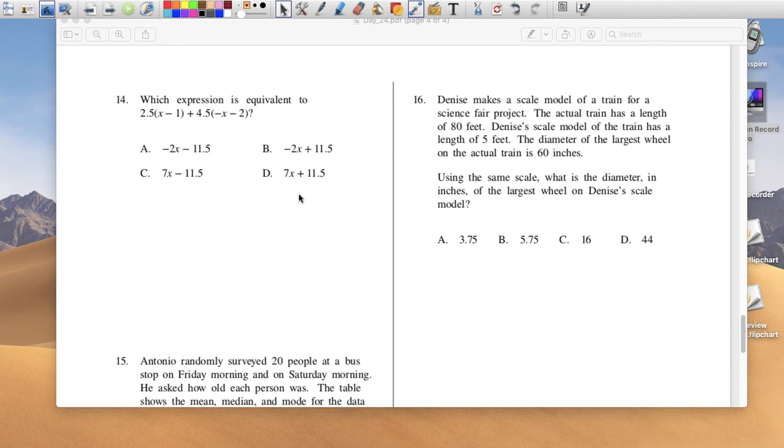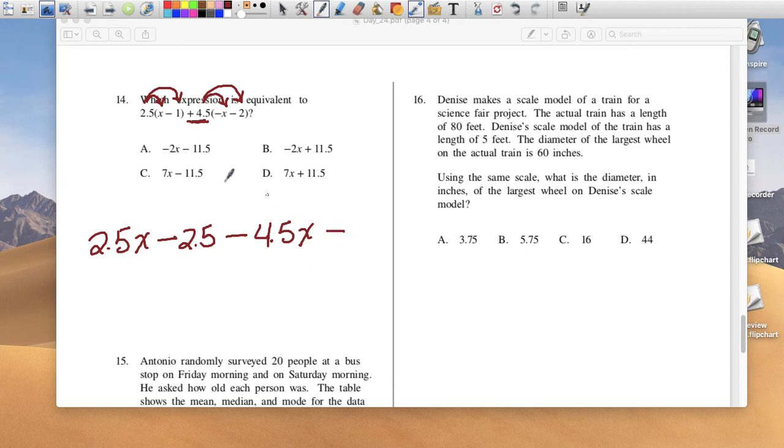14, which expression is equivalent to that? Okay, so we have to use a bit of the distributive property. So this times that, and then the 4.5 times this, and the 4.5 times that. Just be careful with your signs. First one, 2.5 times x is 2.5x. Minus times a negative is a positive, and 2.5 times 1 is 2.5. Done. Next, it's positive 4.5 times negative x, so it's going to be negative 4.5x. And positive times negative 2 is going to be negative, and 4.5 times 2 is 9.